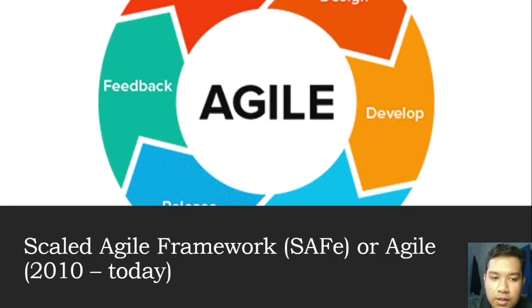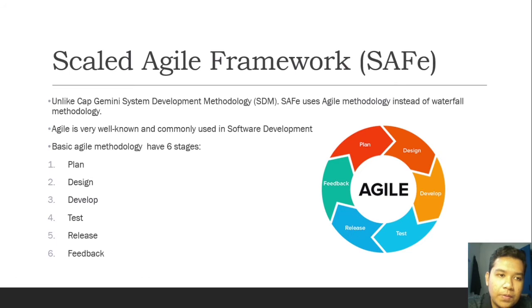And for 2010 until today, we have Scaled Agile Framework, SAFe or Agile. Unlike Capgemini SDM that we talked about earlier, SAFe uses Agile methodology instead of waterfall. Agile is very well known and commonly used in software development. Basic Agile methodology has 6 stages: 1, plan, 2, design, develop, test, release, and feedback.